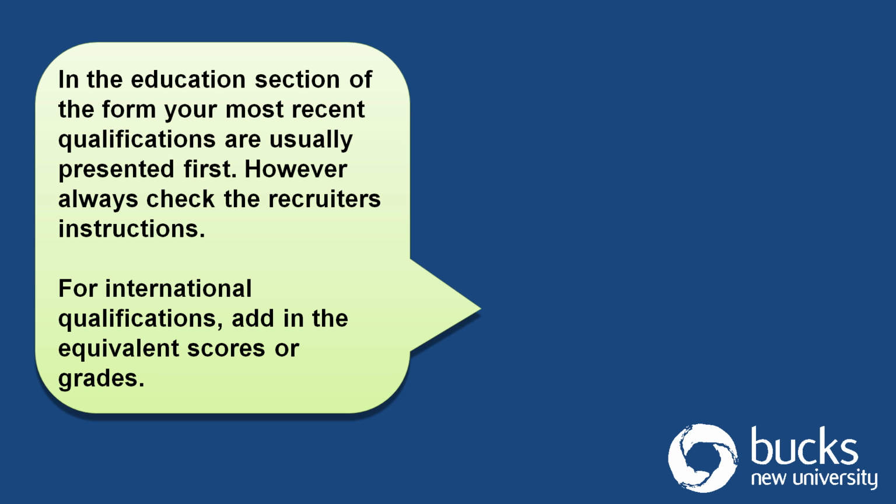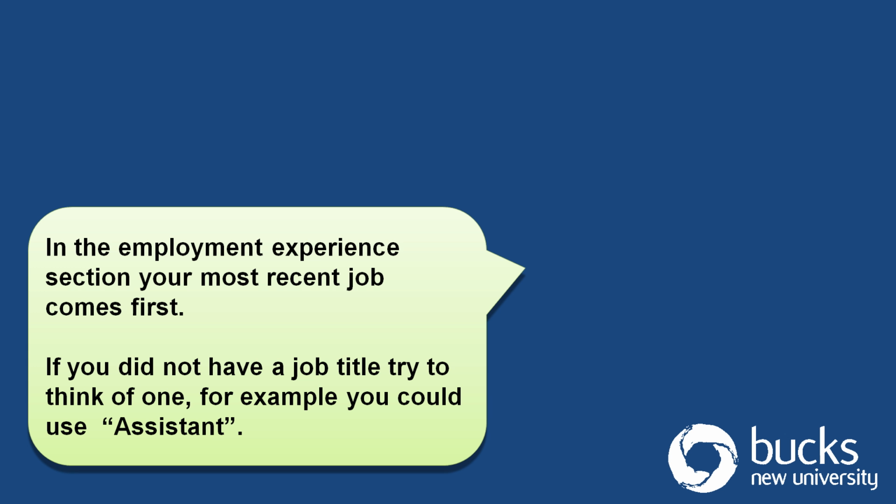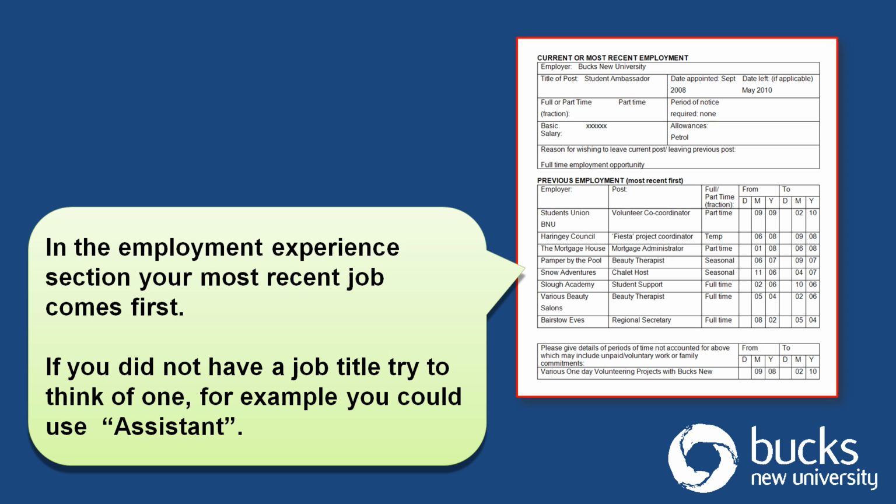In the education section of the form, your most recent qualifications are usually presented first. However, always check the recruiter's instructions. For international qualifications, add in the equivalent scores or grades. In the employment experience section, your most recent job comes first. If you did not have a job title, try to think of one. For example, you could use assistant.